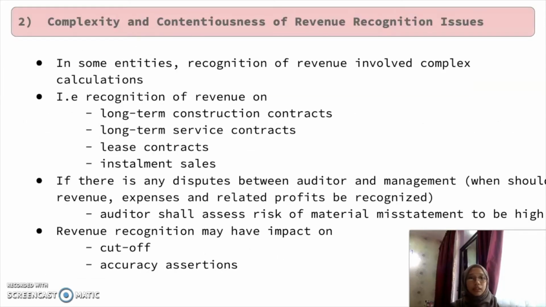The second point is the complexity and contentiousness of revenue recognition issues. In some entities, recognition of revenue involves a very complex calculation, for example, recognition of revenue on long-term construction contracts and also long-term service contracts. This revenue recognition may have an impact on the cut-off and also the accuracy assertion.